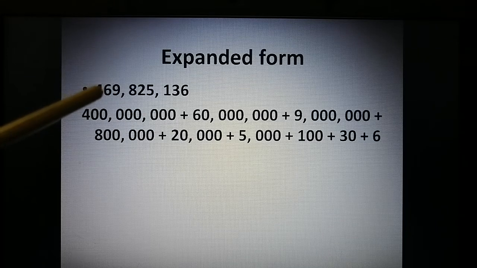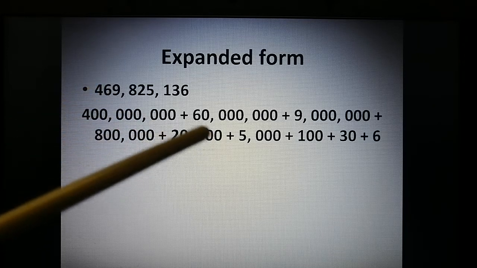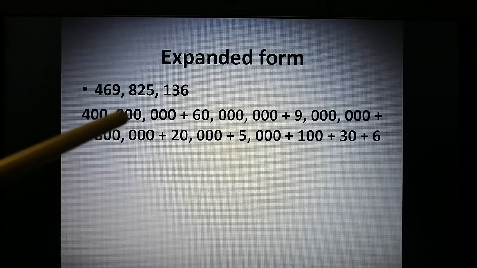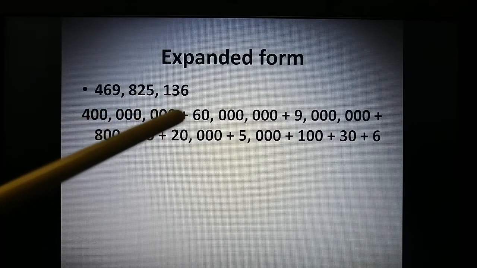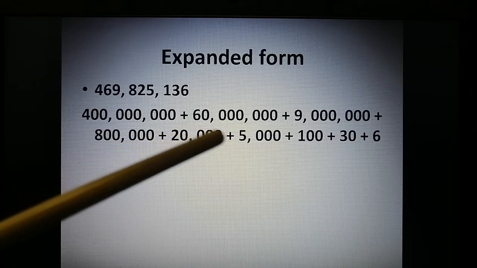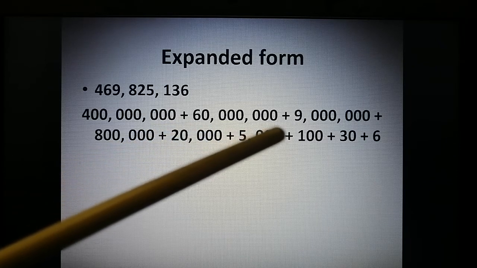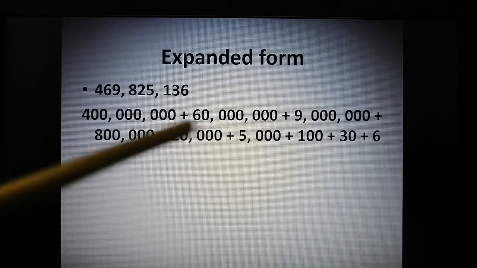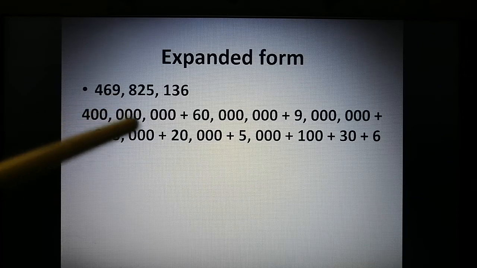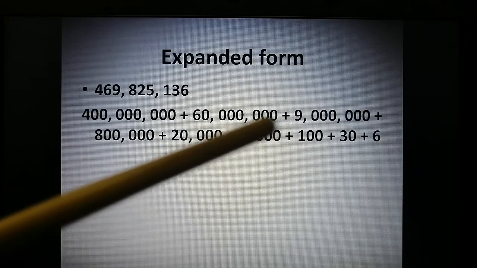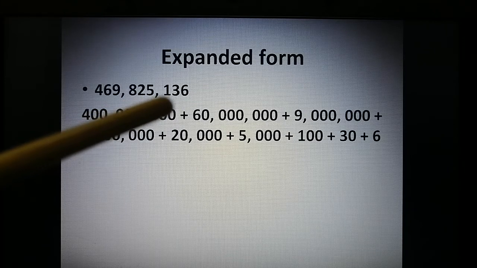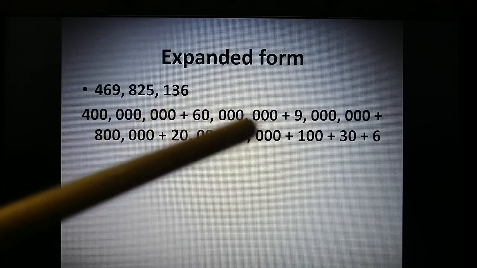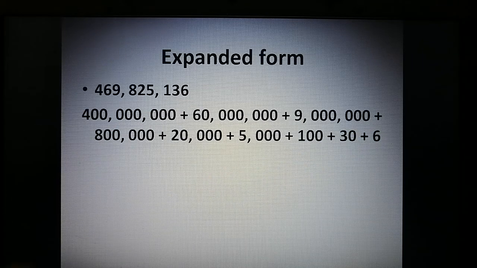Now 4 is done. So next number is 6. So I am writing 6. And how many numbers after 6? 1, 2, 3, 4, 5, 6, 7. 7 numbers after 6. So I am writing 7 zeros. Understand? Plus, now 6 is also done. 9. So I am writing 9 first. So how many numbers after 9? 1, 2, 3, 4, 5, 6. So I am writing 6 zeros.